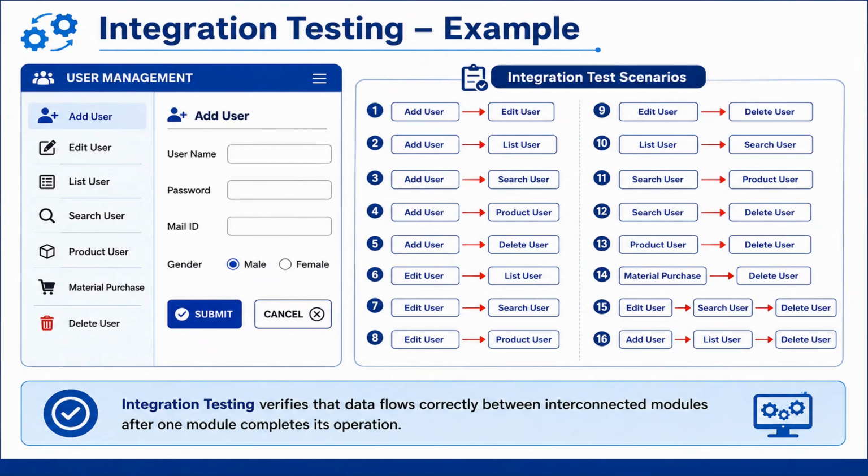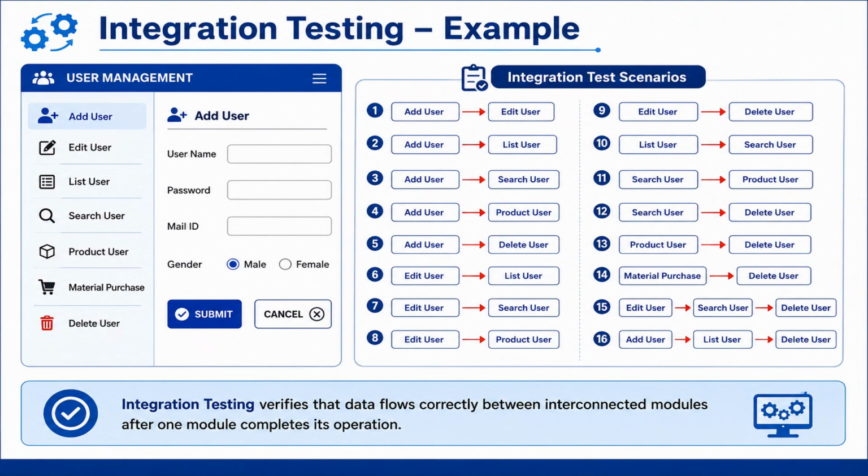In this diagram we'll see some integration data flow scenarios. First, I'll create the user, add user. I'll enter the username, password, mail ID, gender, and click on submit. So I created the user on the add user page. If you see the first scenario, if I create the user, then only I can edit the user. Without creating the user, I can't go and edit the user. So there is a data flow.